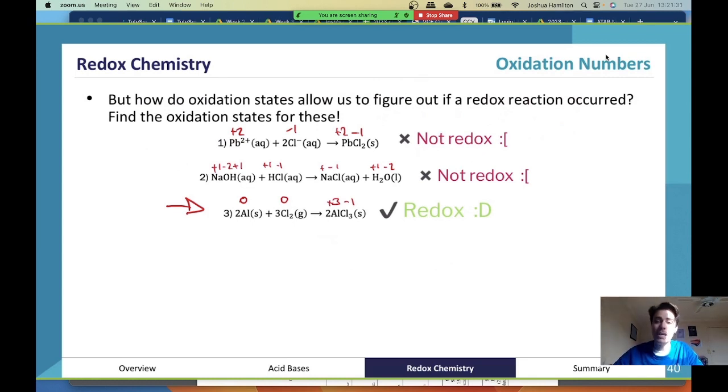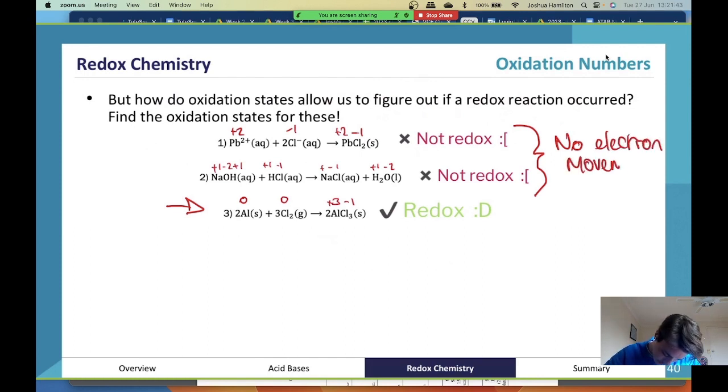What that says to me is there's no movement of electrons. Electrons have not moved. So in these ones here, there is no electron movement. With no electron movement, this is not redox. In this last one, because there is significant electron movement, this is redox. It doesn't even need to be significant, just any movement.